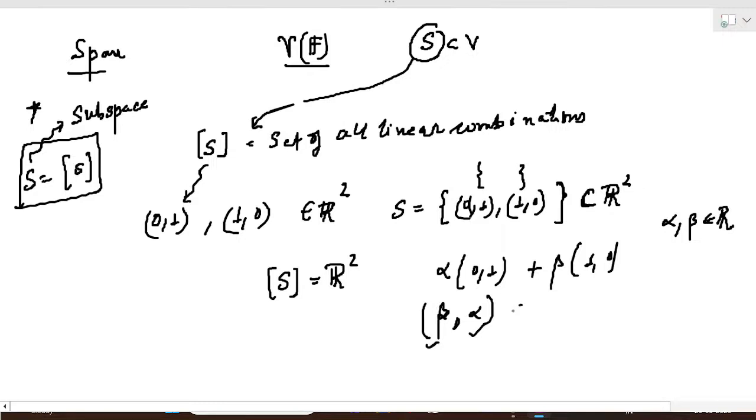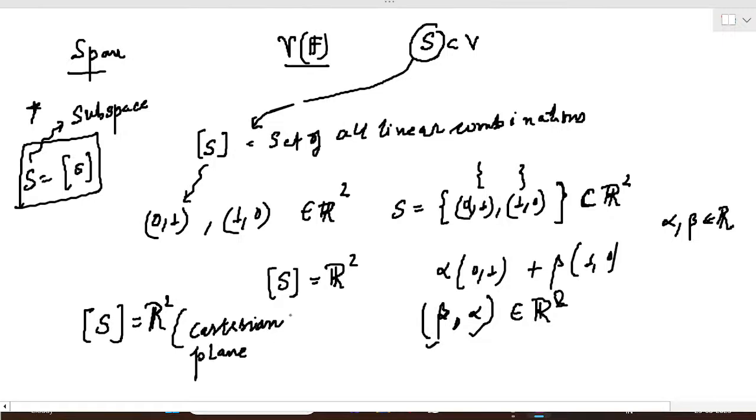So what will it make? It will make your entire Cartesian plane. So you can say that the span of S would be complete R square, the complete Cartesian plane. Is that clear? So this is how you form the span. From (0, 1) and (1, 0), from these linear combinations, you can write any plane vector on the Cartesian plane.